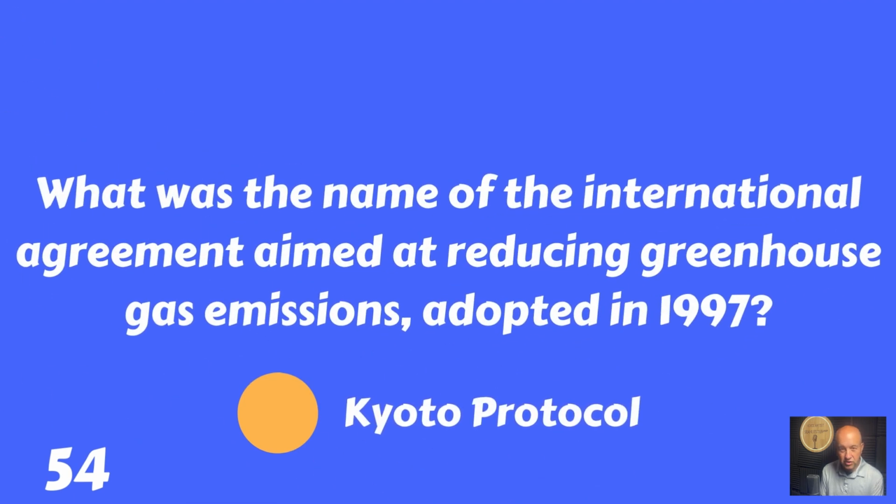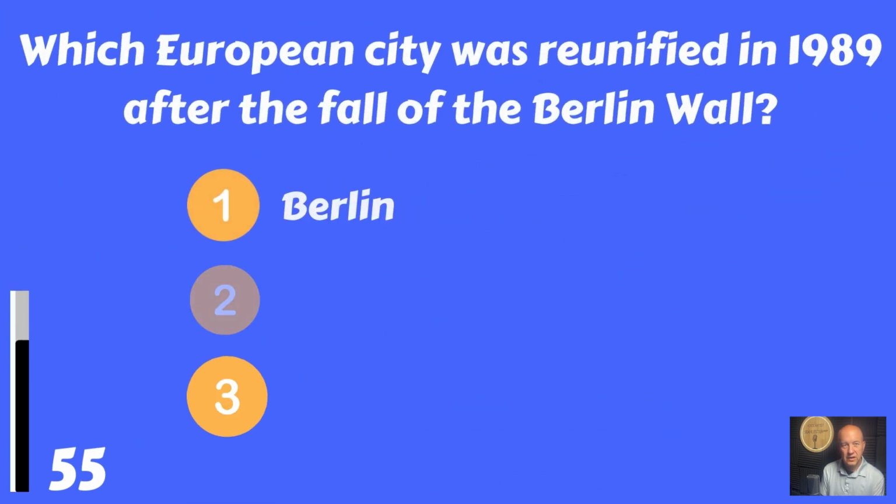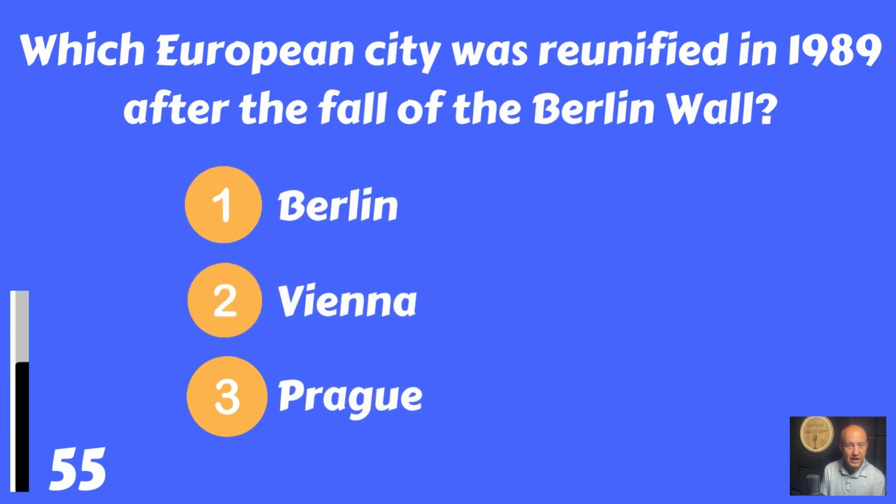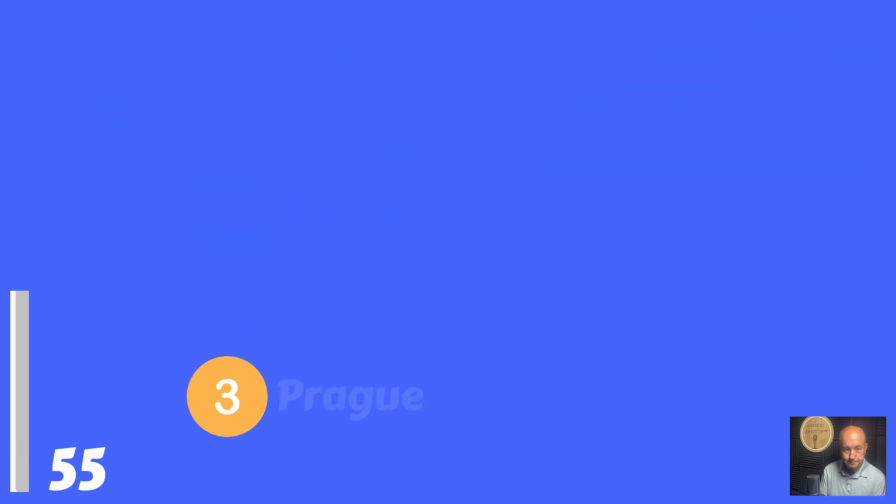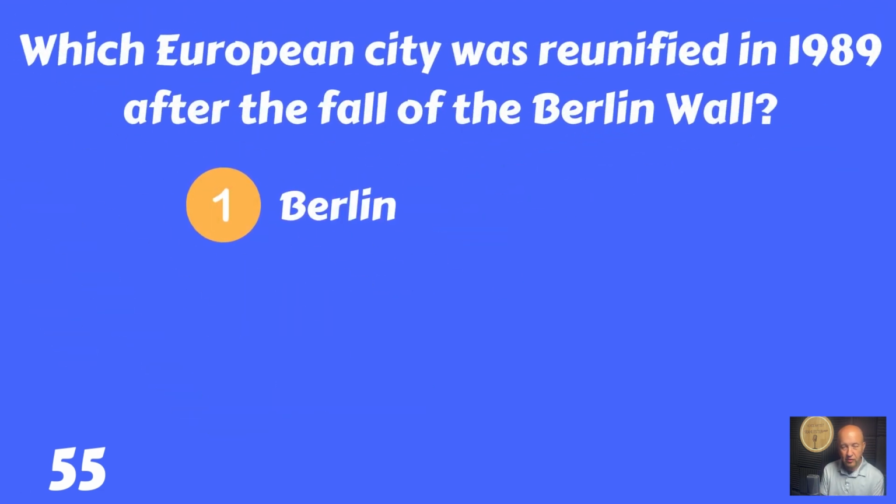And that was the Kyoto Protocol. Which European city was reunified in 1989 after the fall of the Berlin Wall? Was it Berlin, Vienna, or Prague? That was Berlin.